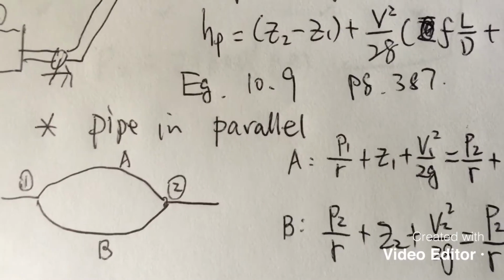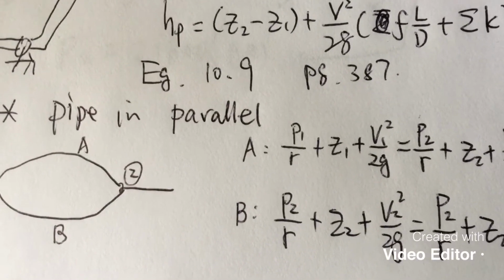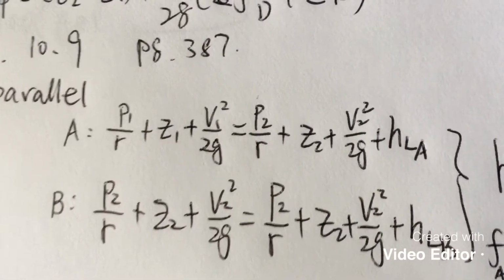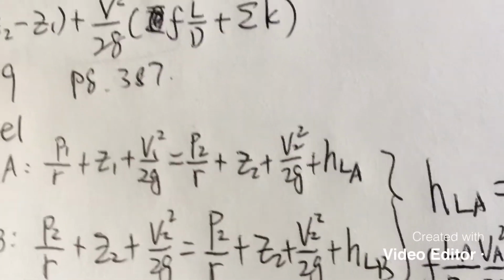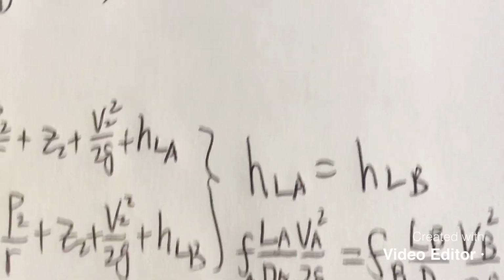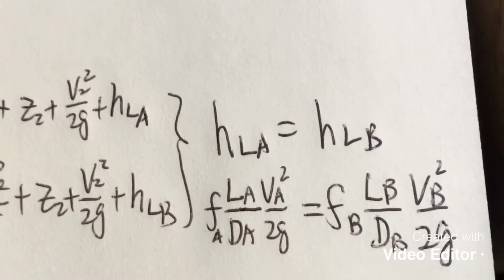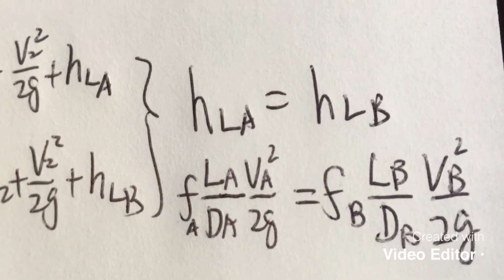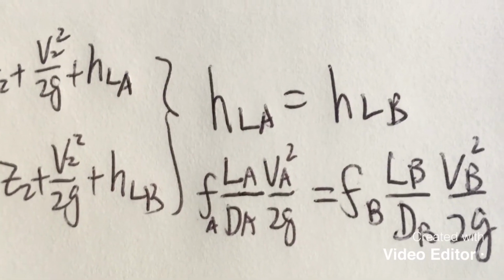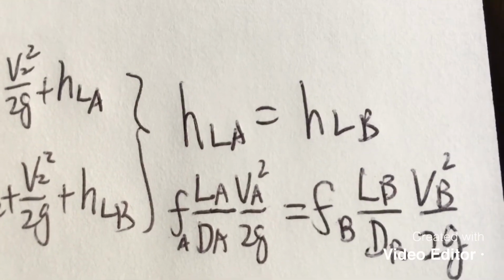No matter how long the A is, or how short the B is, or how large the A is, or how small the B is, whatever the configuration of the two branches, it tells you, as long as they're in the parallel piping system, the losses have to be the same. Okay, HLA has to be equal to HLB. So if you extend it out, the frictional head loss will be fA LA over DA times VA square over 2g equals fB LB over DB times VB square over 2g.